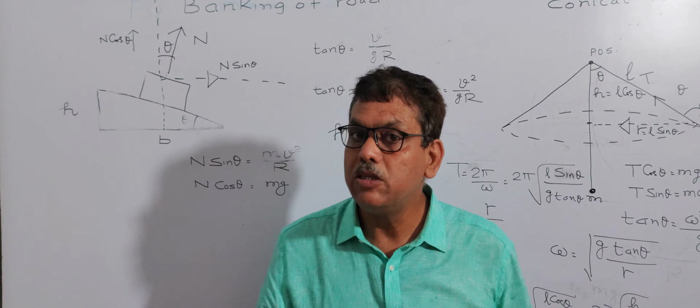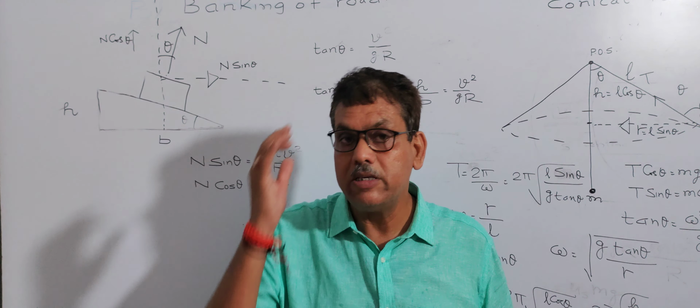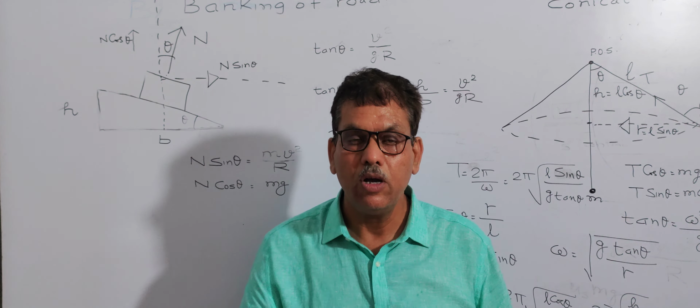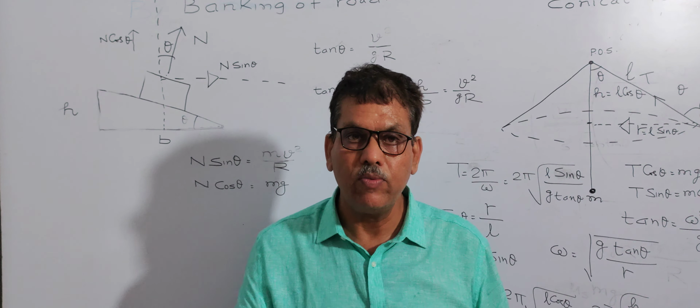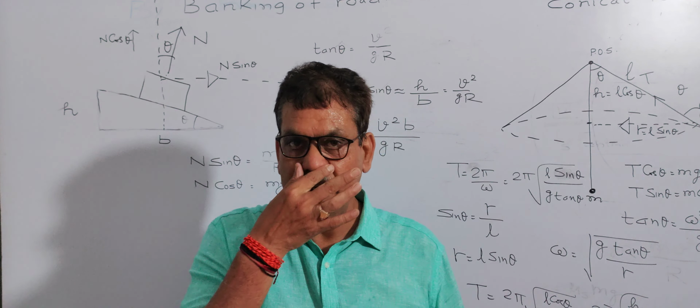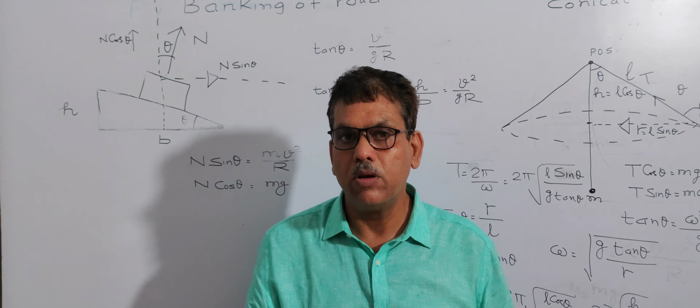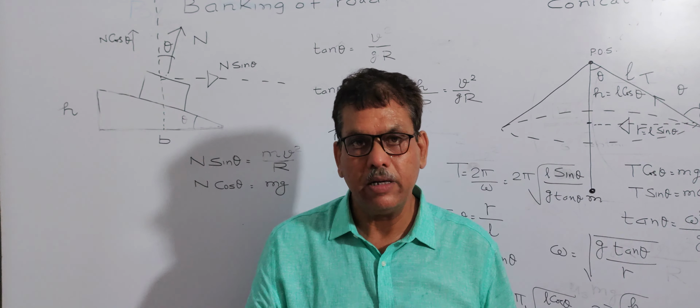Now in the next class we'll see motion in a vertical circle, a very interesting part. That is also an example of non-uniform circular motion. Once the object is moving in a vertical circle, you will observe its speed is changing everywhere. So that is an example of non-uniform circular motion. We'll see its dynamics in the next class.